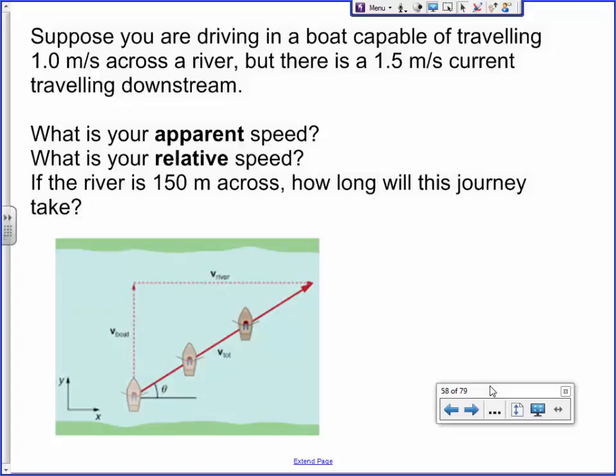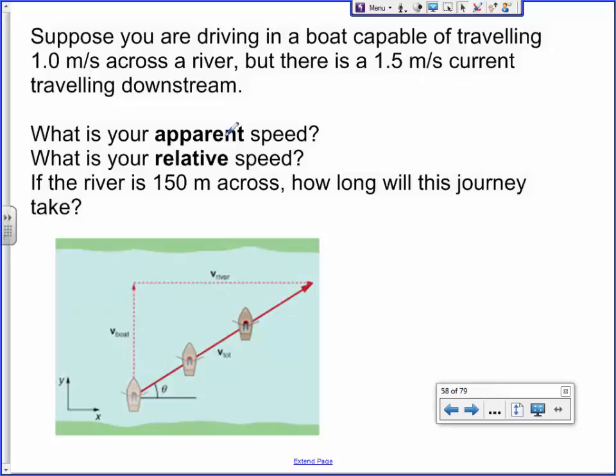But okay, let's do this example here. So here's where we can apply this sort of scenario. Let's say you're driving a boat that can go 1 meter per second across the river, but there's a current that would push you downstream. So let's talk about a couple of words here, some verbiage.